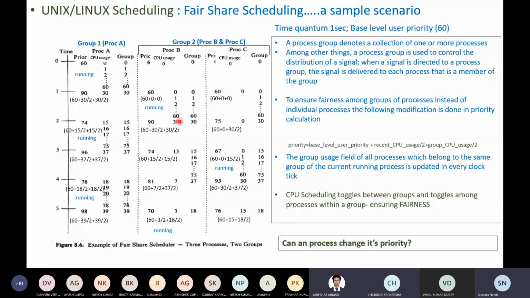Are you getting the process? Yes, sir. Yes, sir. But that is not desired. So you should shout: why should it happen?